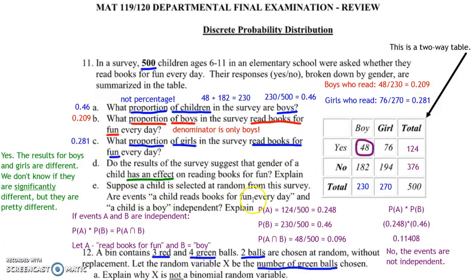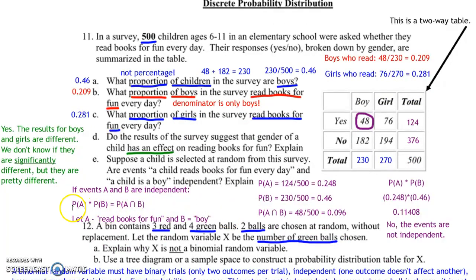Are these two events independent? A child reads books for fun every day, and a child is a boy. Are they independent? Well, the independence test is this: probability of A times probability of B is equal to the probability of A and B. This is the probability independence test that you will always use to determine whether two events are independent. Well, we're looking at two different events. Let A be reading books for fun and B be a boy.